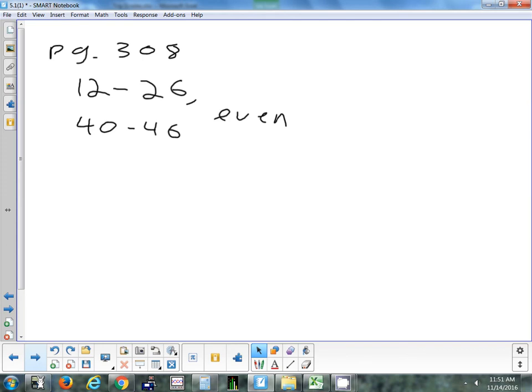Okay, so the homework, this week it's all in the book. I know some weeks we have the worksheets, but this week it's all in the book. 12 to 26 and 40 to 46, all evens. Okay, just do all evens.